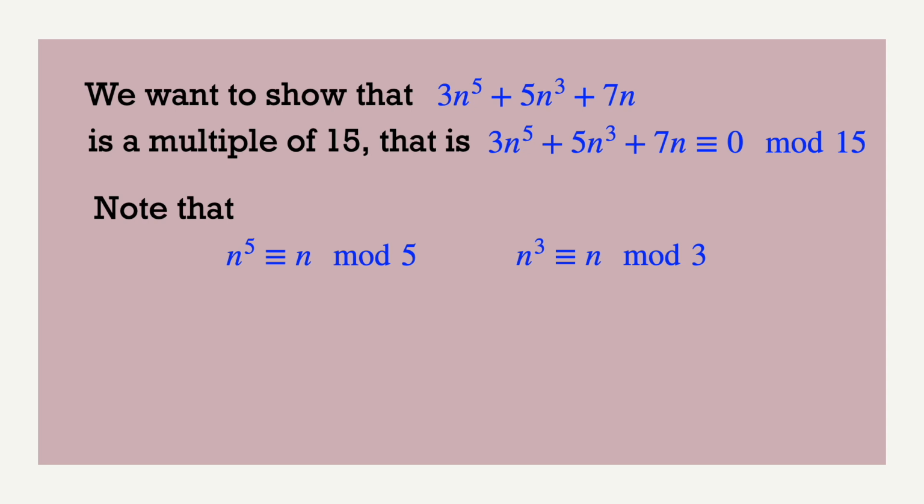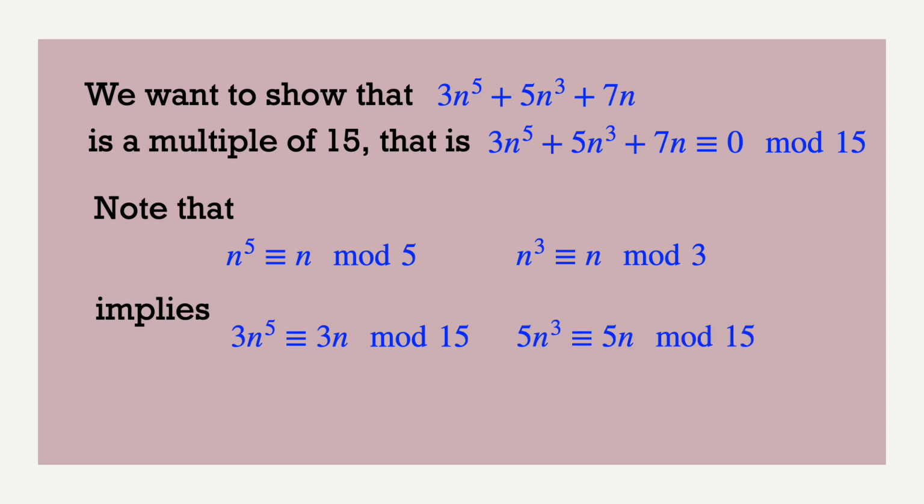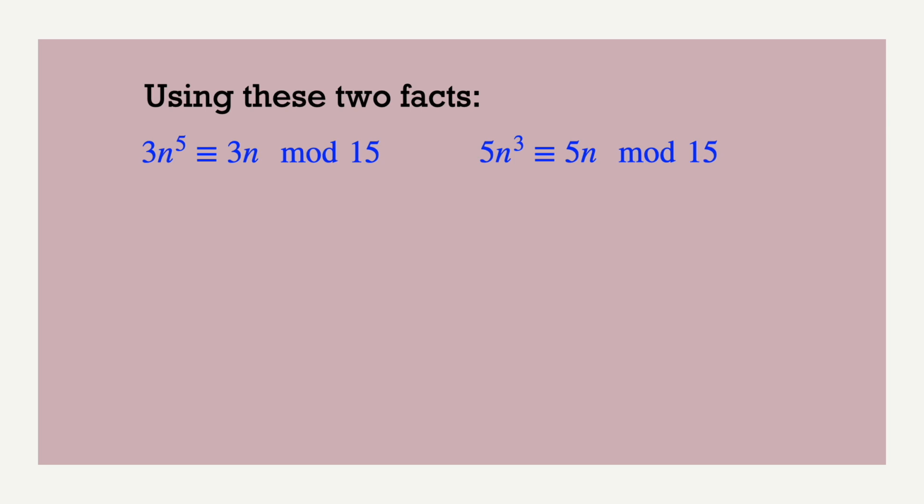Let's take our original congruences and let's multiply the left one by 3. If 5 divides something, then 15 must divide 3 times that something. And looking on the right, if 3 divides something, then 15 must divide 5 times that something. And we can see that 3n to the 5th and 5n cubed are terms in our expression. So we're going to use these two facts.